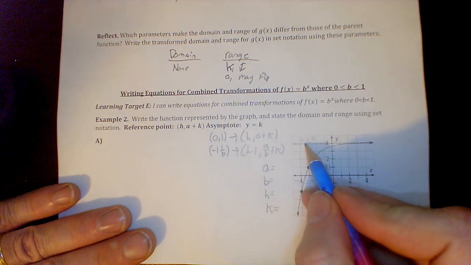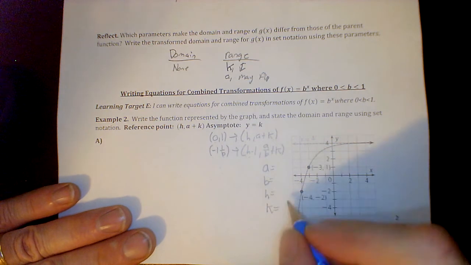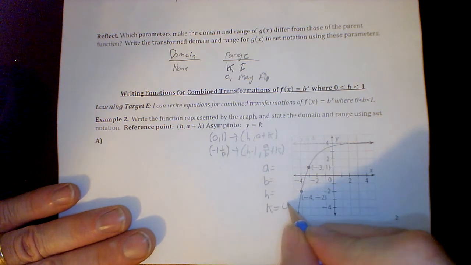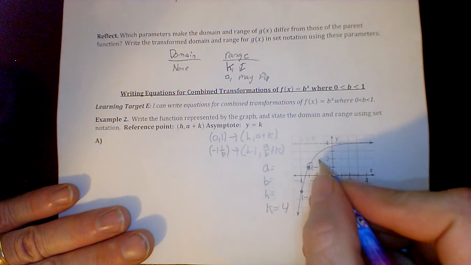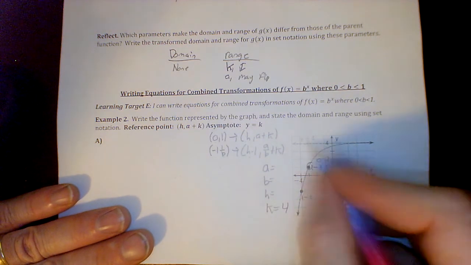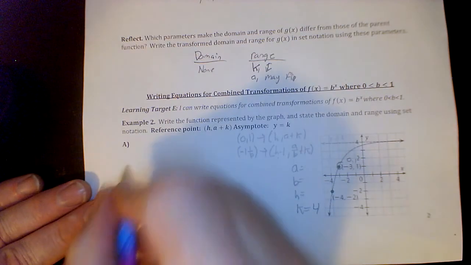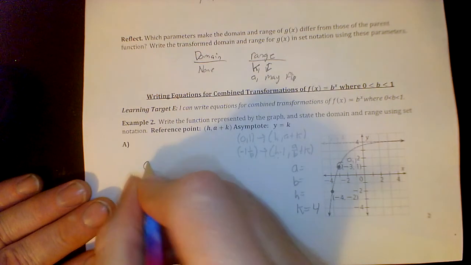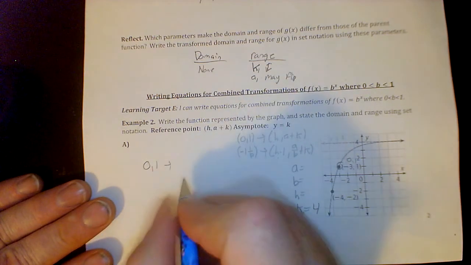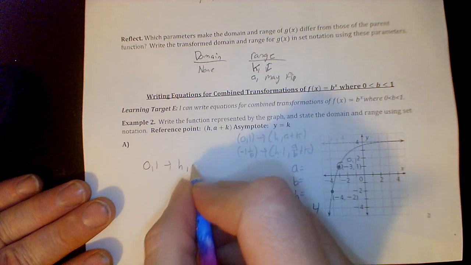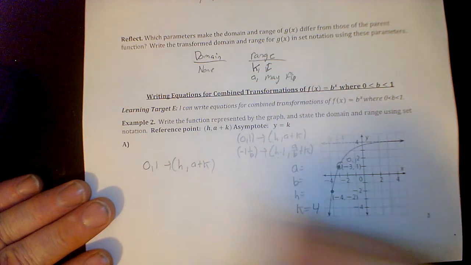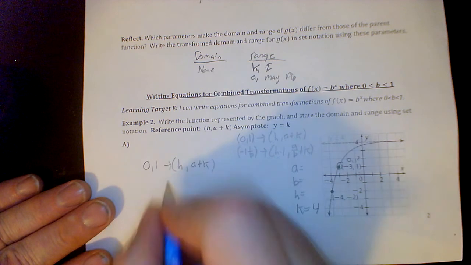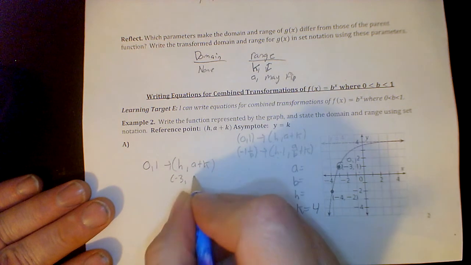Our asymptote does the same thing for both growth and decay. It tells us our K value, so our K value is 4. And this point right here is always going to be our (0, 1), whatever's closest to that asymptote. So let's write that out. We know that (0, 1) is going to turn into (H, A plus K). I'm going to write that down right below it. That's (negative 3, 1).